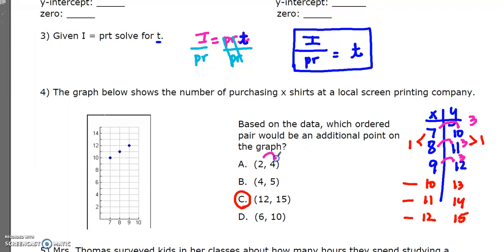From here, 2 to 4, that was only a difference of 2. 4 to 5, that was only a difference of 1. 6 to 10, that was a difference of 4. This is the only one that actually had a difference of 3 from the X value to the Y value. So C would be my correct answer on number 4.